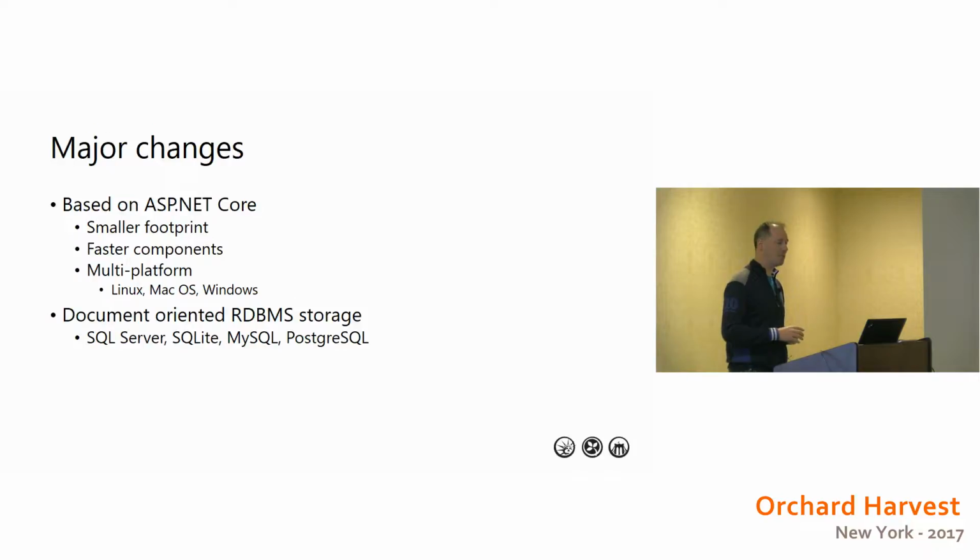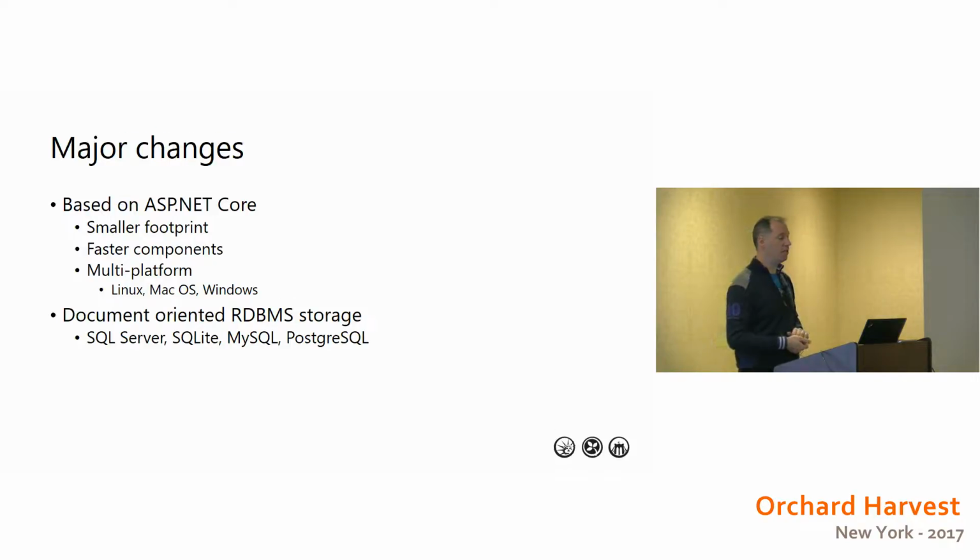Major changes in Orchard Core CMS. The major one is that Orchard Core is based on ASP.NET Core. The goals being that ASP.NET Core has a smaller footprint, faster components, like middlewares that we could not use in Orchard 1, and that will shortcut MVC, and they should be part of the modules. We could, but it was not easy, and it was done late in Orchard 1. It is also multi-platform, so you can run Orchard Core on Linux, Mac, and Windows, and maybe more.